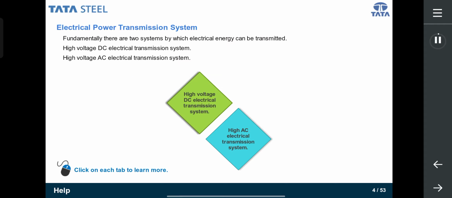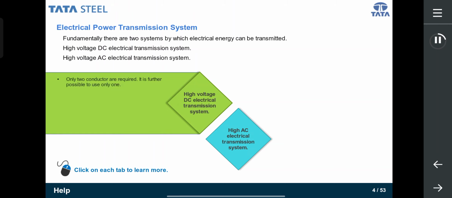The first one is high voltage DC electrical transmission system. These are the advantages of it. Only two conductors are required for DC transmission system. It is further possible to use only one conductor of DC transmission system if earth is utilized as return path of the system.